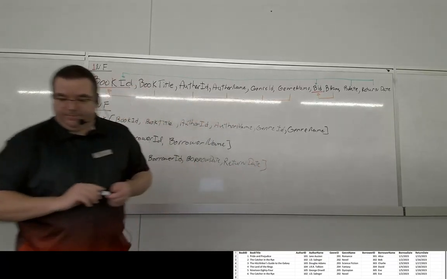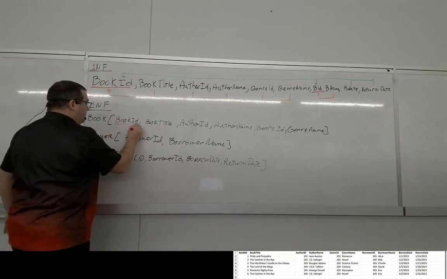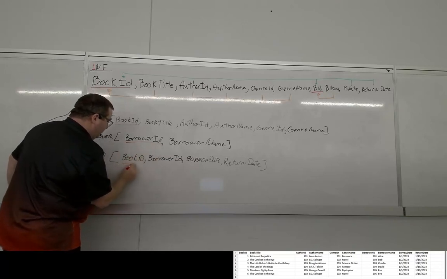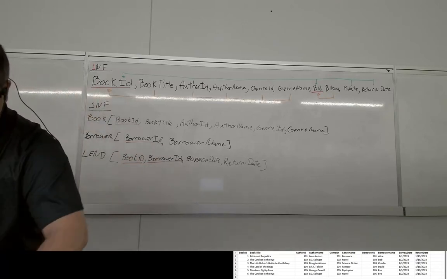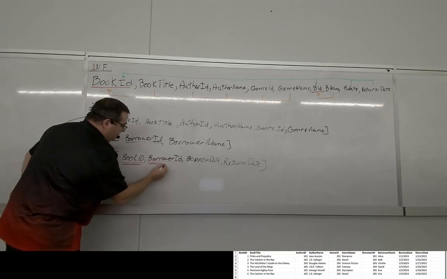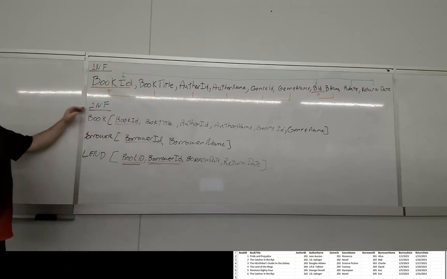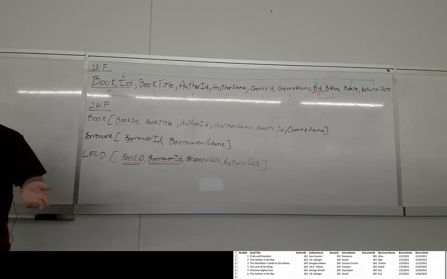Okay, that's our table. And we're going to do our primary keys like this, like that. And since those are foreign keys, I'm just going to highlight them a second time, just like that. Okay, so this is second normal form. We no longer have any partial dependencies. Basically, every column depends on the primary key.